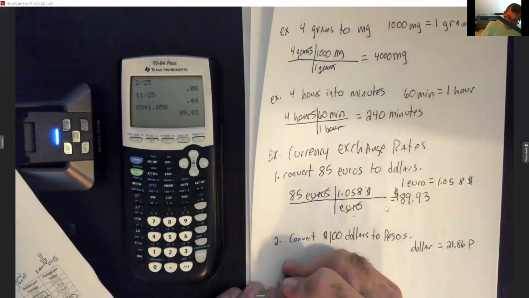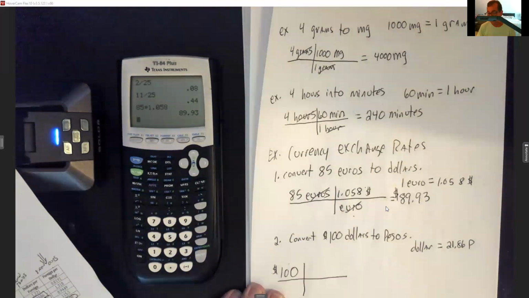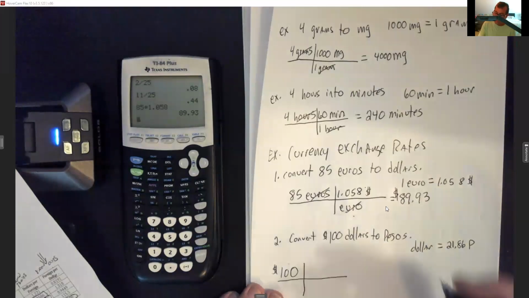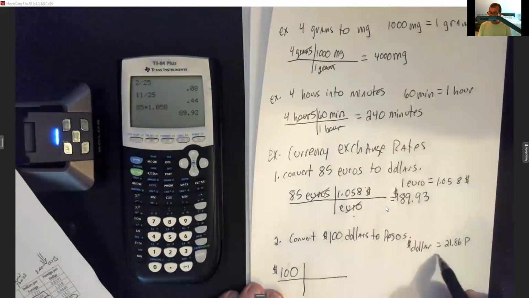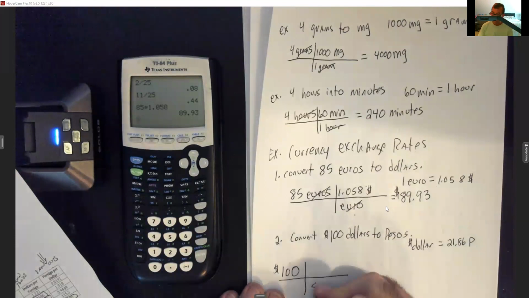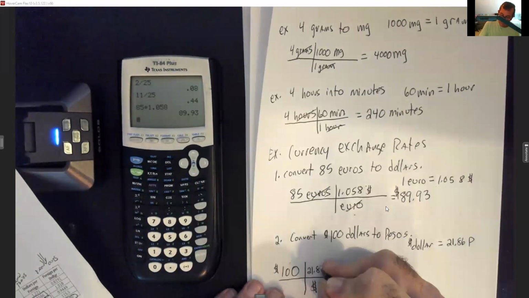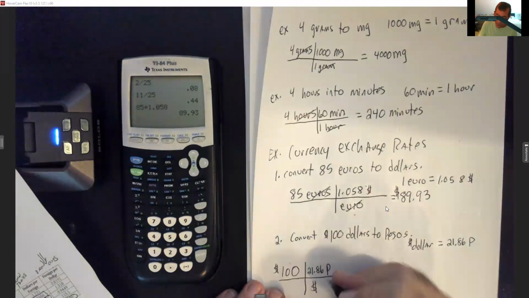$100 in American. And I want this to end up as pesos, right? So over here we said these dollars equal 21.86 pesos. So I want to cancel the dollars. I got to put the dollars on the bottom, and then the 21.86 pesos goes to the top.